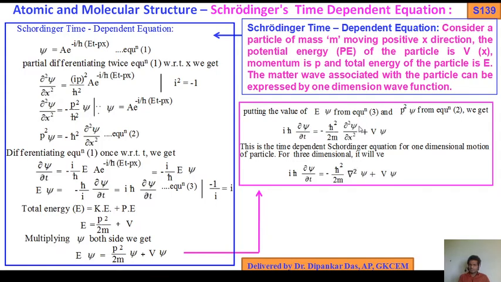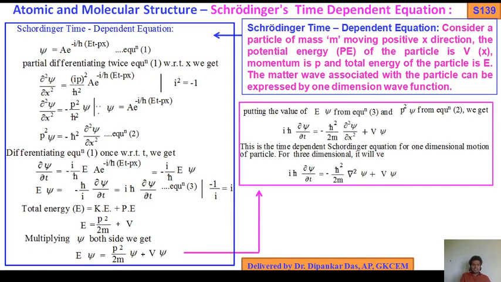Because del square psi by del x square, when you write capital delta, the Laplacian, it is del square psi by del x square plus del square psi by del y square plus del square psi by del z square, that is the three dimensions x, y, z. So that's why this is the final form of the Schrodinger time dependent equation.